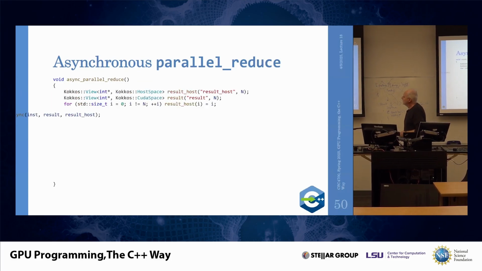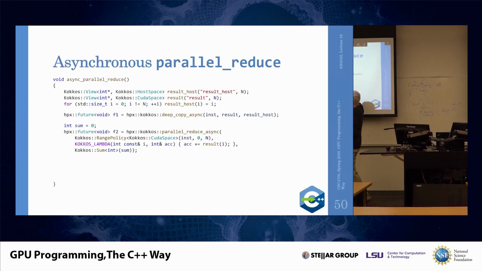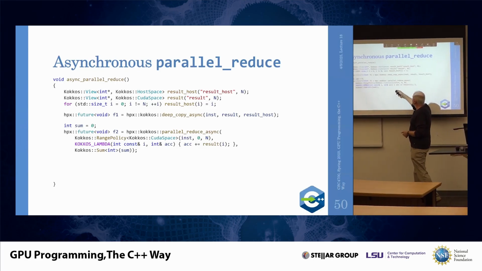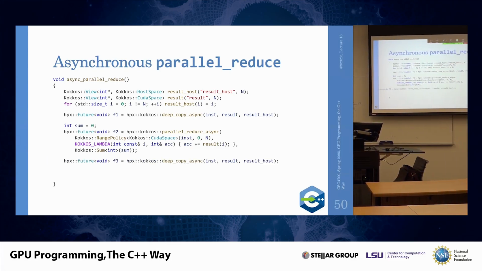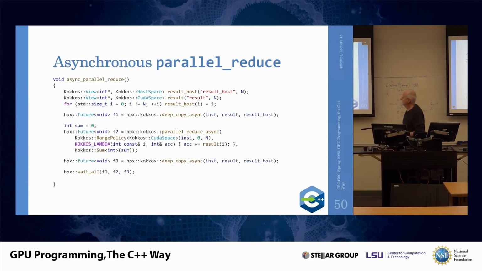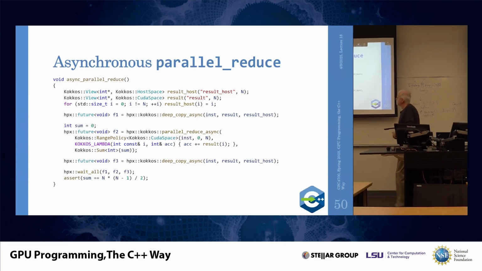Just a very quick example, same thing, just with a parallel reduce. So the rest is really identical. The only difference is that I'm now calling the parallel reduce async, which gives me a future as well. Otherwise, absolutely the same as before. Okay?